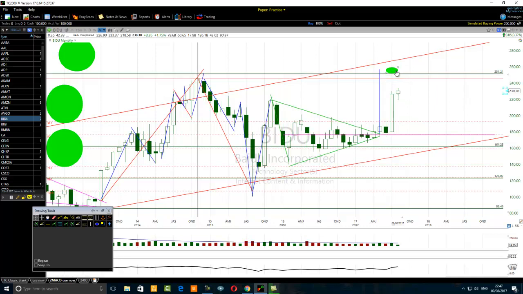All right, that is where the target is. Okay. That is where the target is. So what has happened here, the reason why I want you to see this, sometimes the price may break above the triangle and come back and retest the median line of the triangle.